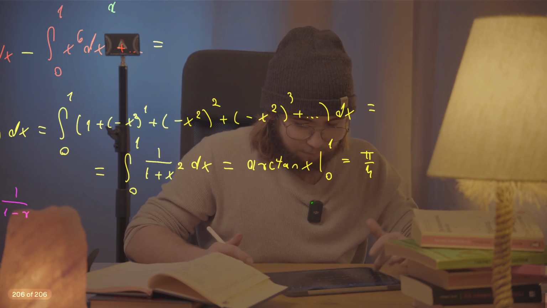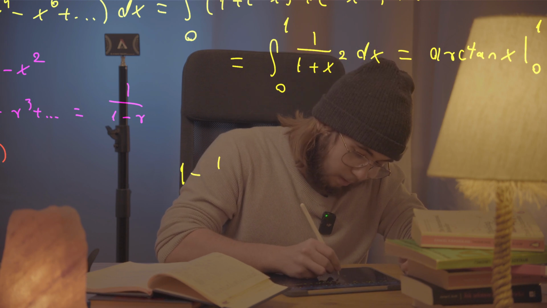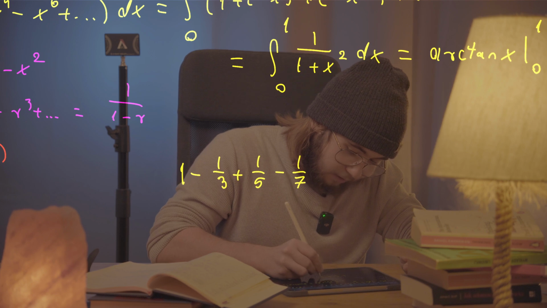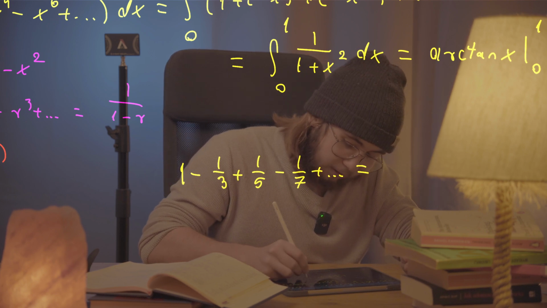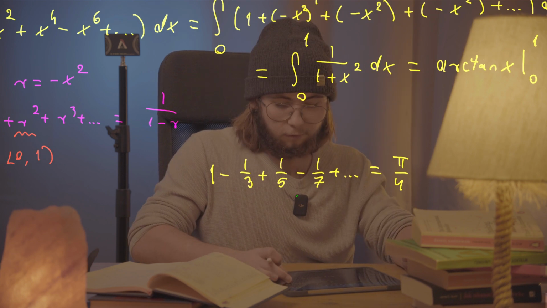And what we actually end up with is, once again, that the sum of 1 minus a third plus a fifth minus a seventh, and so on and so forth up until infinity is equal to pi all over 4. Hope you guys enjoyed it, and see you in the next one.